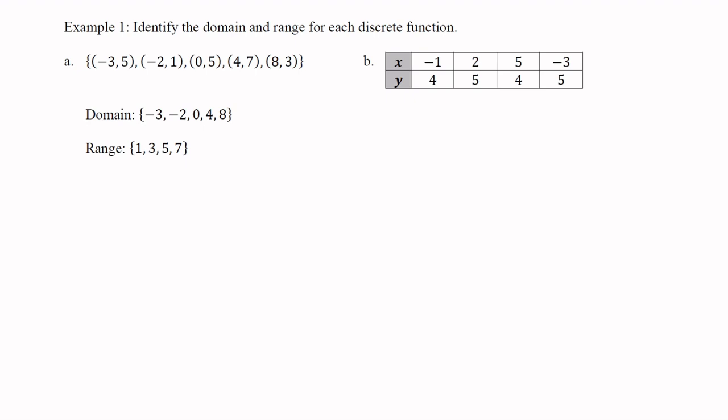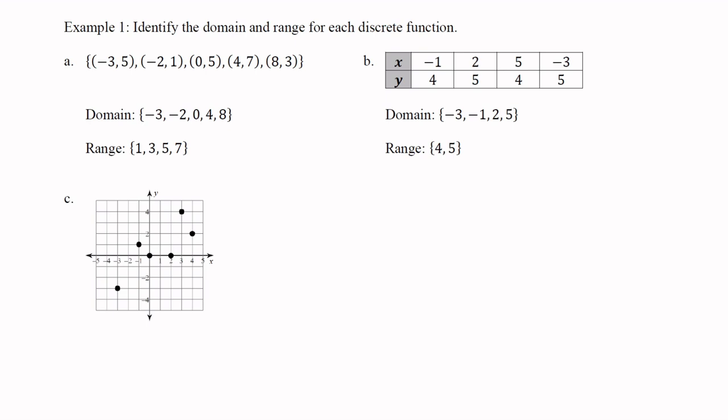For B, we have a table. Very similar to how we did the ordered pairs. You're going to take all your x values and write them down in a set of curly braces for your domain. For your range, you're going to take your y values and write them in curly braces as well. But you'll notice 4 occurs twice and 5 occurs twice, so you only have to write down each of those numbers once when you're writing down your range.